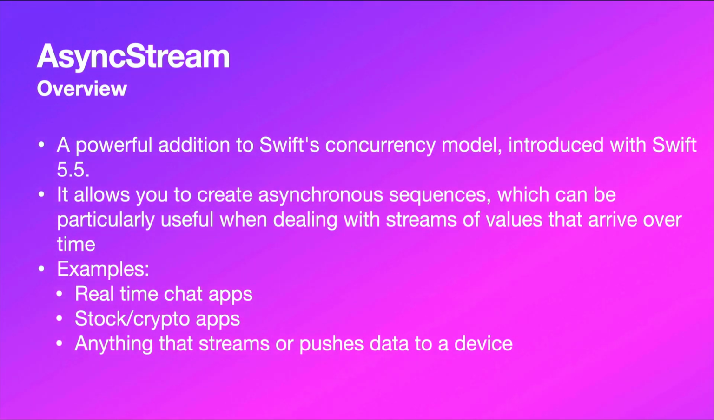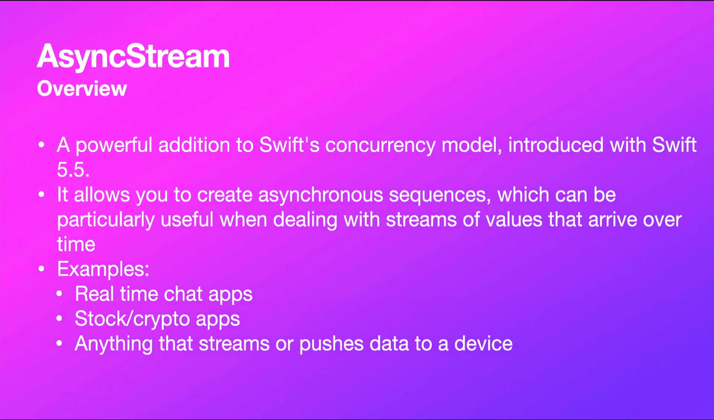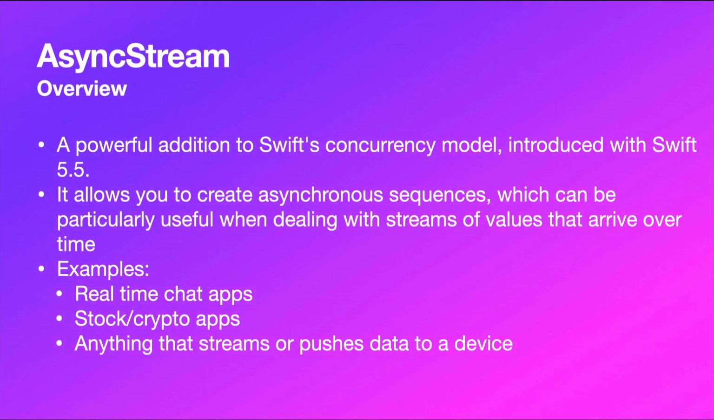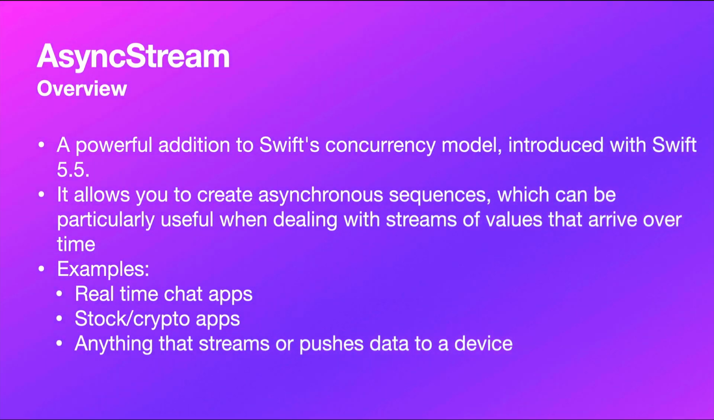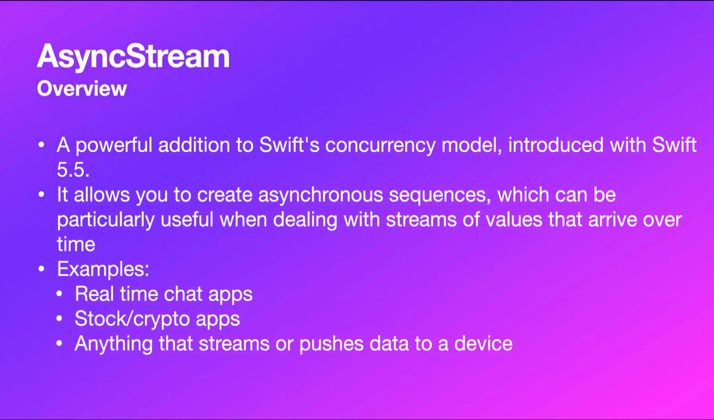This is a powerful addition to Swift's concurrency model, introduced in Swift 5.5. It allows us to create asynchronous sequences, which can be particularly useful when dealing with streams of values that arrive over time. Some examples include real-time chat apps, where we're constantly getting incoming data, stock and crypto apps, where we're constantly receiving price updates from an API, and really anything that streams or pushes data to our device.